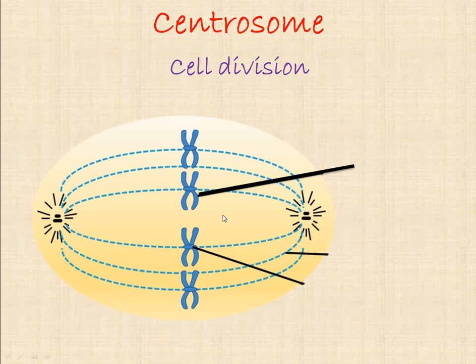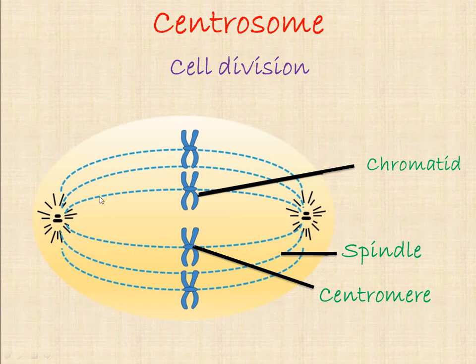As you can see, this is chromatid, these are the spindles, and the centermost part is centromere, and these are the spindles formed by the centrosomes. It forms the tail of sperm and the basal point of locomotory organs like flagella.